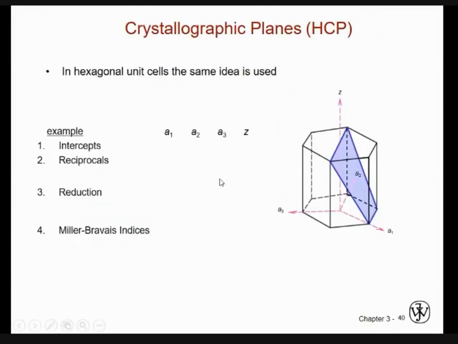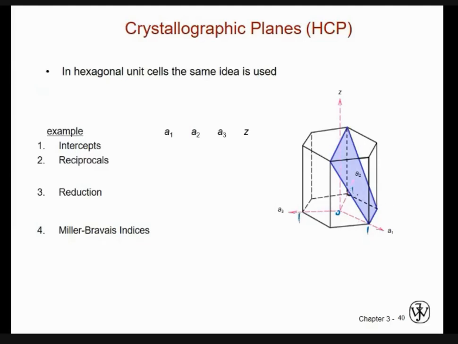Now, hexagonal planes. It is somehow similar. Again, we have a 4-axis system. Let's say I have A1, A2, A3, and Z-axis. First, take the intersection points. It is 0 and 1. Again, 0, 1, 0, 1.